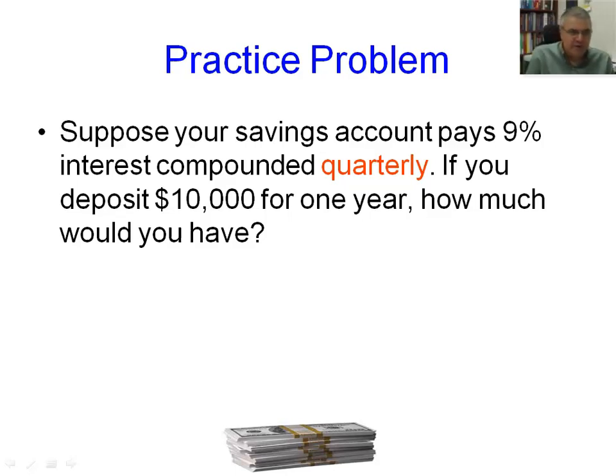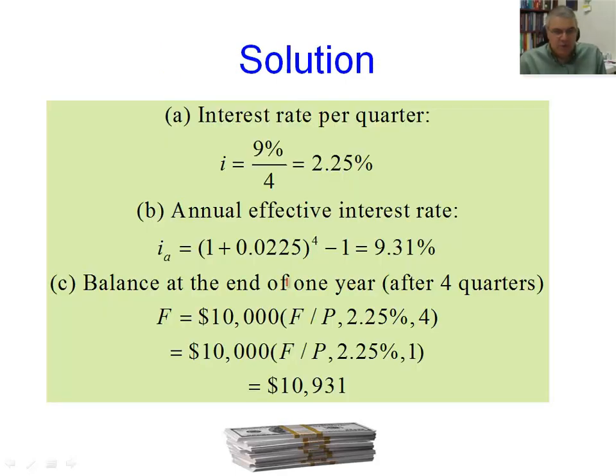So suppose your savings account pays 9% interest compounded quarterly. Throughout these problems, these numbers will change from monthly to quarterly to annually. Again, we are going to play around with these numbers to show you different ways of calculating it accordingly. So if you deposit $10,000 for 1 year, how much would you have if the savings account pays 9% interest compounded quarterly? So you can actually guess before I start the solution of this problem.